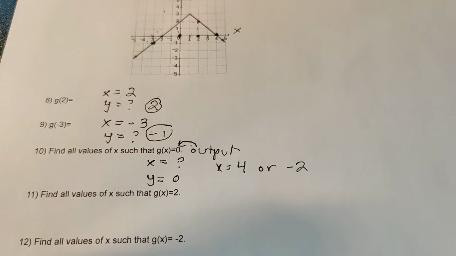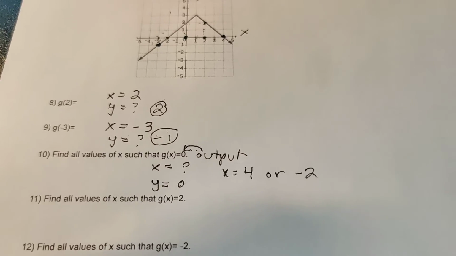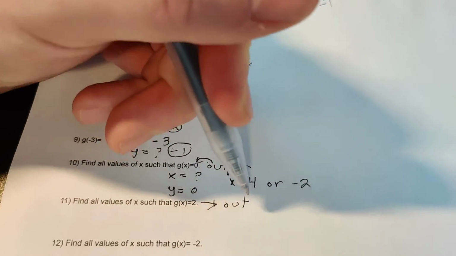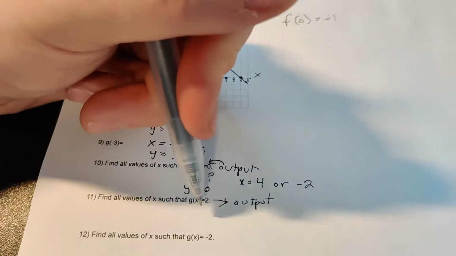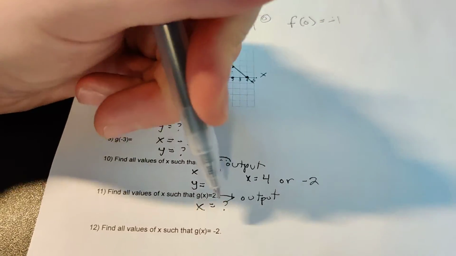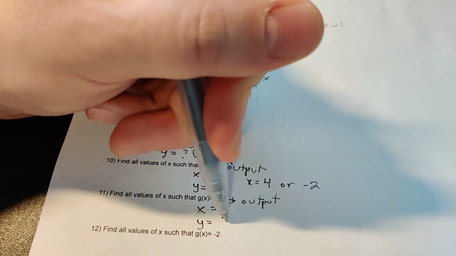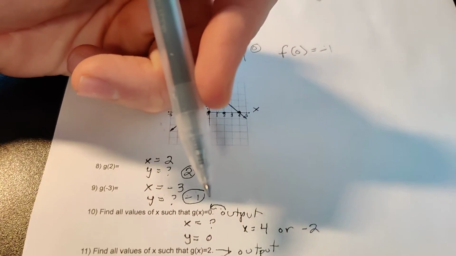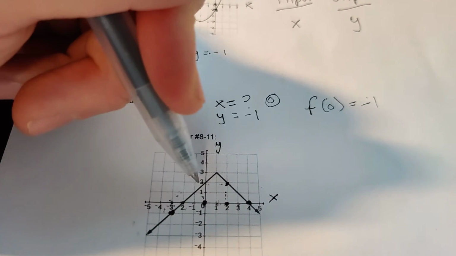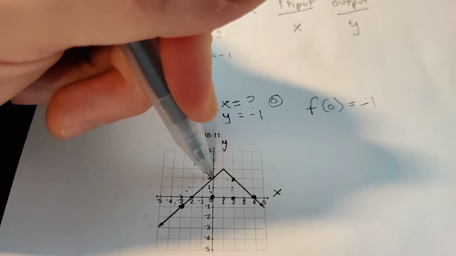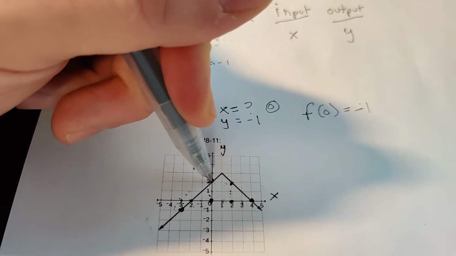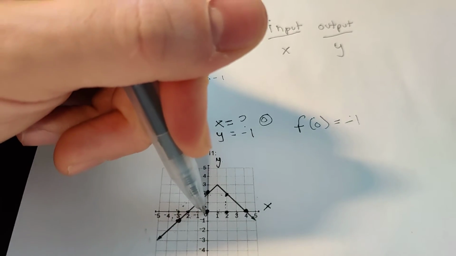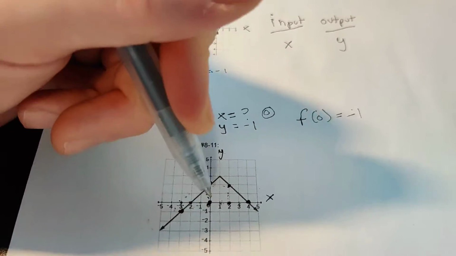11 says find all values of x such that g of x equals 2. And again, the 2 is outside of the parentheses, so that's going to be an output. So we do not know x, but we know the y is 2. So what we want to do is go over to the y-axis, the vertical axis, and go to the spot where y is 2, which is right here. And now we're going to ask ourselves, at this point, what's the x value? Well, go down, and we're at 0.